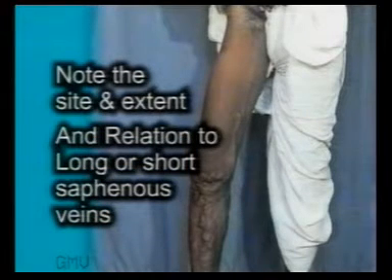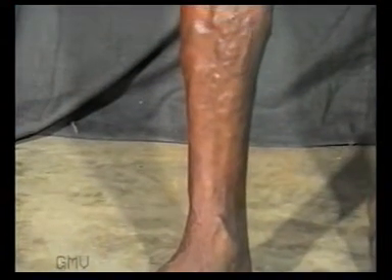On inspection of the vein in standing position, first note the site and extent of the varicosity and whether it conforms to the anatomical path of the long or short saphenous veins. Long saphenous varicosities run from the front of the medial malleolus upwards along the anteromedial aspect of the leg, knee and the thigh to end at the saphenous opening just below the inguinal ligament.